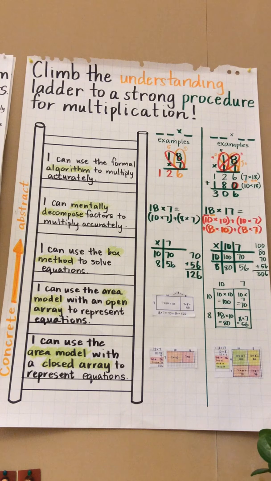So as you can see on this model here that I created for the class, we actually are starting with something that's really concrete, and we're becoming increasingly abstract as we work our way up to being able to use the formal algorithm that we learned when we were in school. All of the other rungs on the ladder are a way of getting them closer to that algorithmic approach to multiplying, which is, as we know, the most efficient way to actually solve multiplication problems.